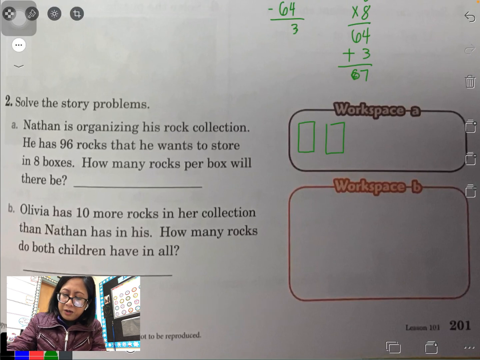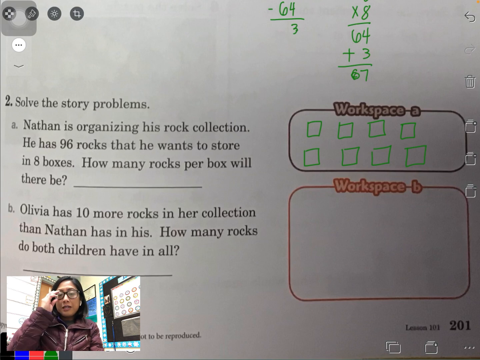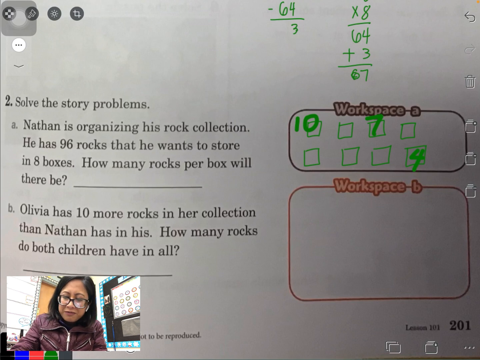So I'm going to draw 8 boxes. If I can, let's make that smaller. There you go. Okay, and he wants to put 96 rocks in them. Now, he's not going to put 96 all in one. No. He's also not going to try to put 96 in 2 of them, right? That wouldn't be fair. He wants to make sure that when he puts the rocks in each box, there's the same amount, okay? So one of them's not going to have 10, and that one have 4, this one have 7. No. They all have to have the same amount.